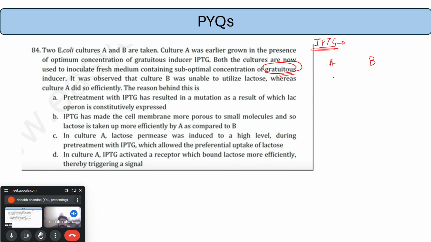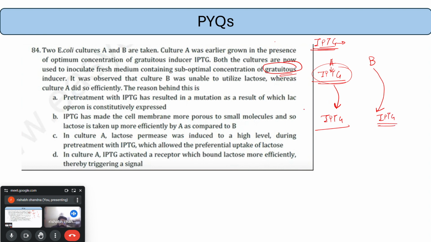coli. Culture A was earlier grown in the presence of optimum concentration of the IPTG. So here we have the IPTG concentration and it was grown first in this. Both the cultures are now used to inoculate fresh medium containing suboptimal concentration of the inducer IPTG. So now from this, it has been given another culture in the fresh medium that has IPTG in it, that has lower concentration of IPTG as compared to this. Okay, and here it was not grown in IPTG.